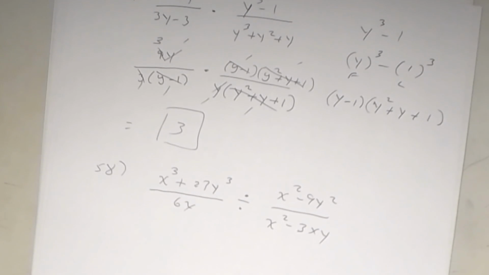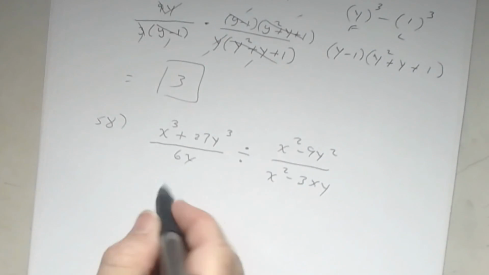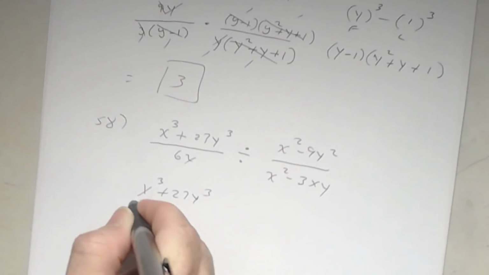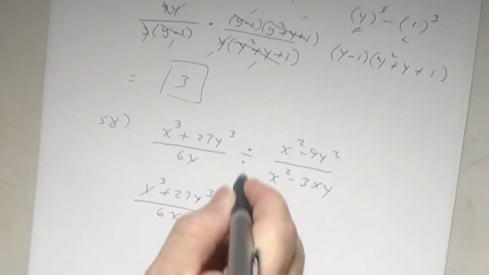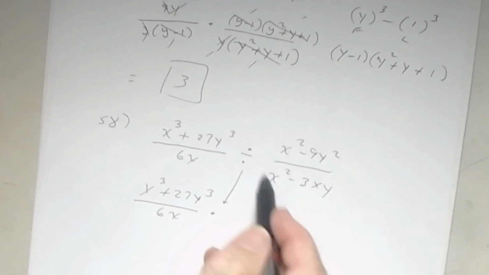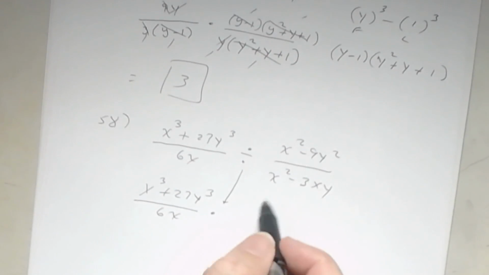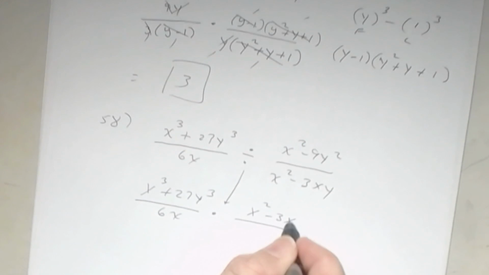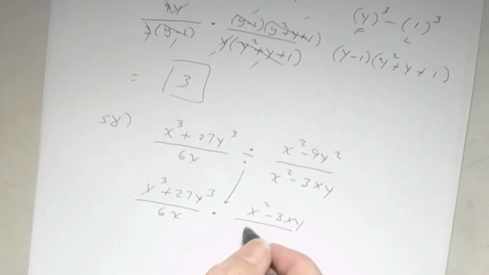So we do have a division. So the first step is to change it to multiplication. So change division to multiplication, so we have to take the reciprocal of the fraction following the division symbol. So the numerator is going to be x squared minus 3xy. The denominator is x squared minus 9y squared.